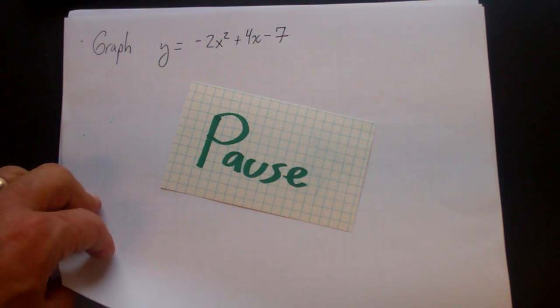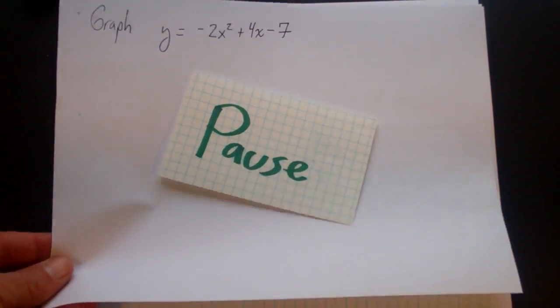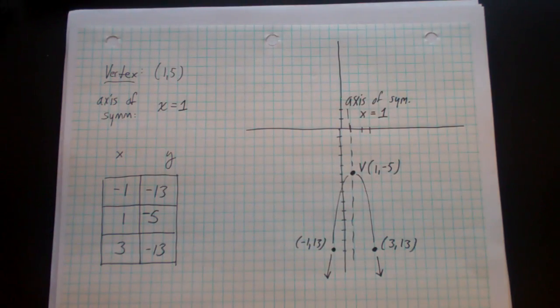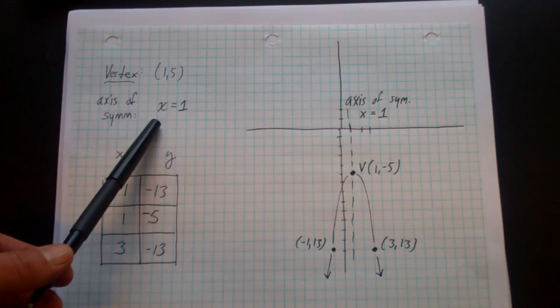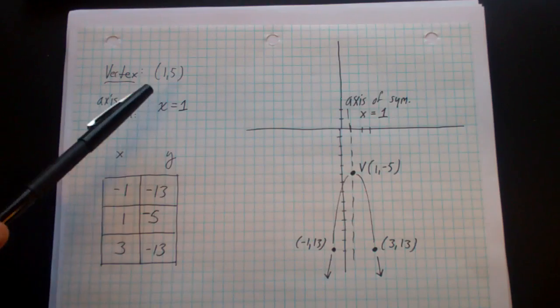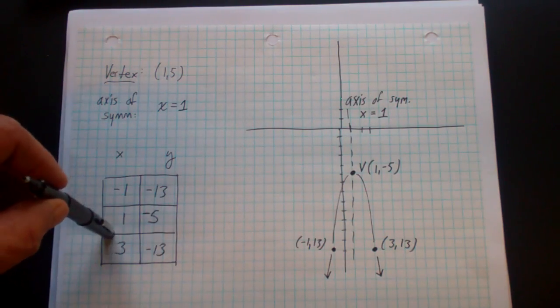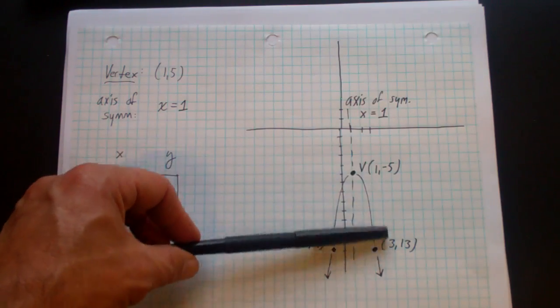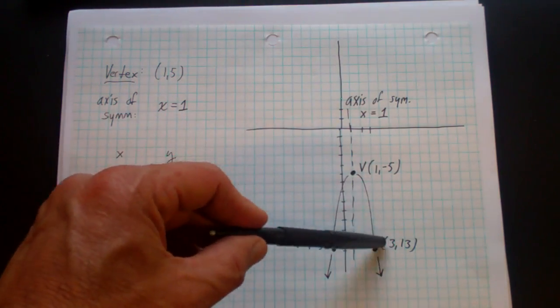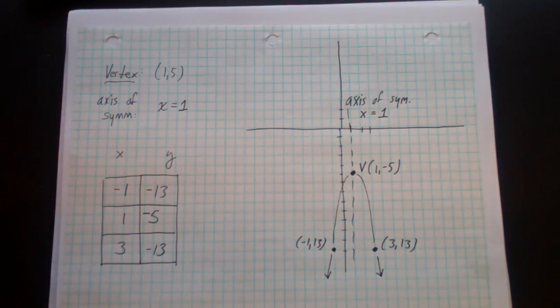Hopefully now you've graphed this parabola. So once you've graphed this parabola, let's check and see what the answer would be. Well, in this problem, the vertex should have been 1, negative 5. The axis of symmetry is x equals 1. Now your table of values might be somewhat different than mine, but you should get a parabola that looks like this, with the vertex, 2 points, and the axis of symmetry.